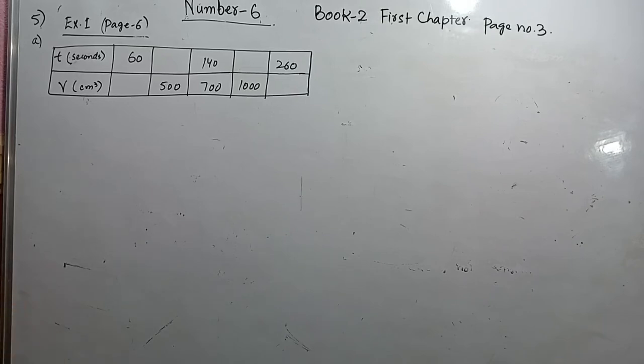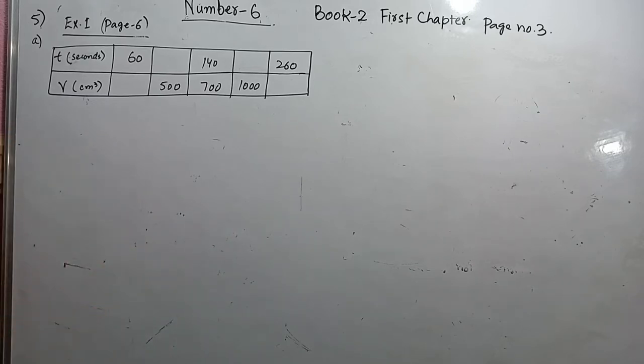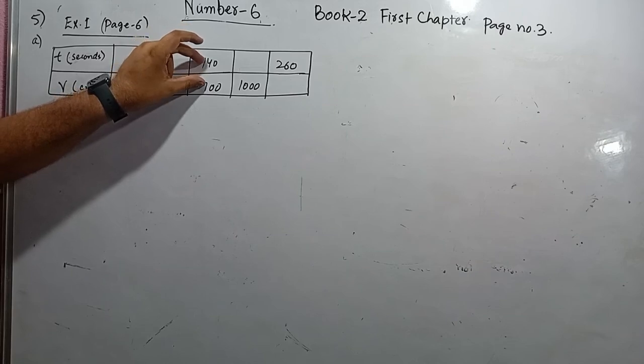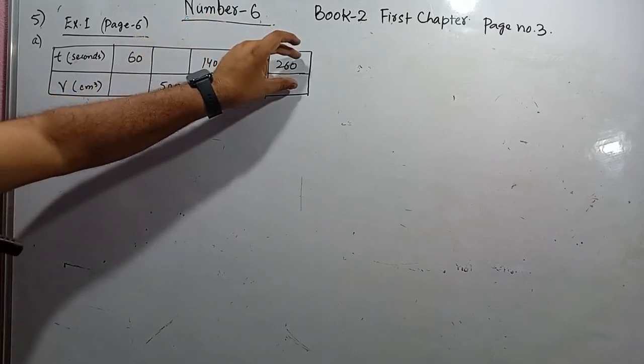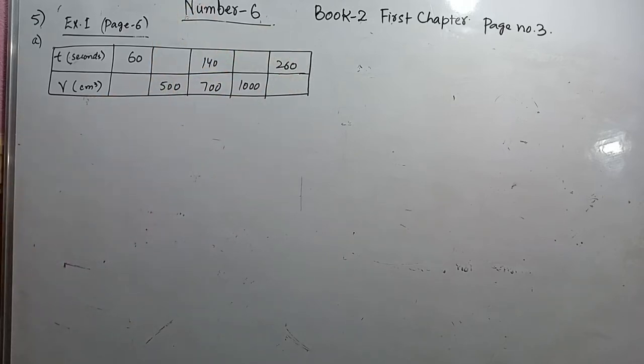What does the question say? It says T is directly proportional to V. Here we do not need to find whether they are in direct proportion or not. It is given in the question that T is directly proportional to V. So we know the ratio of these two will be equal to the ratio of these two values, will be equal to the ratio of these two values. Now you can see there are missing values. These missing values we need to find.